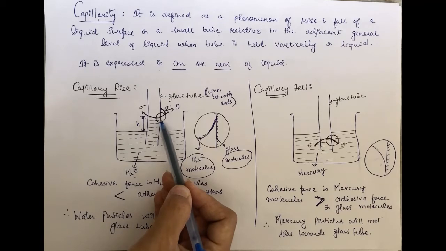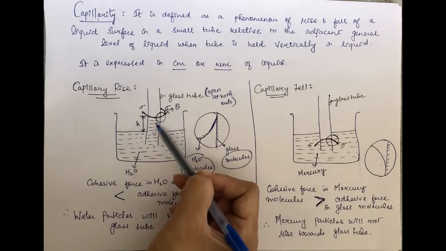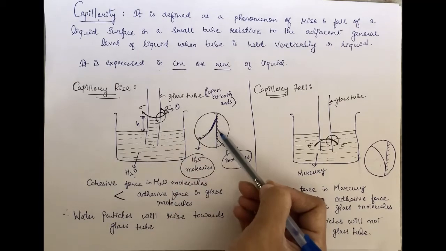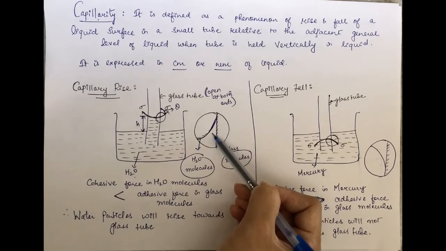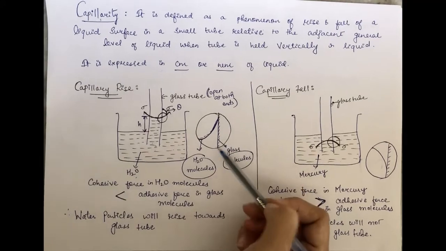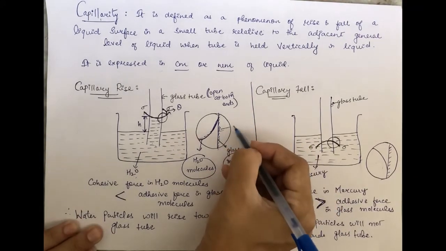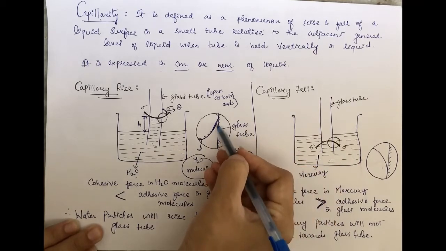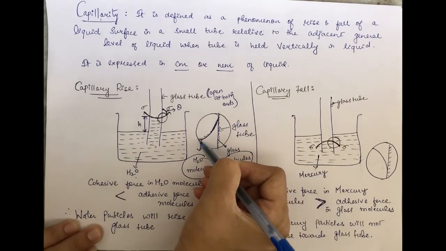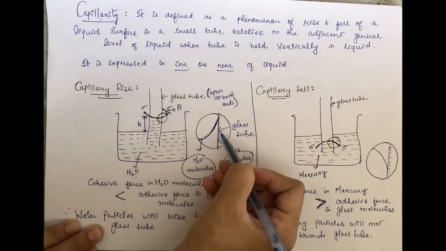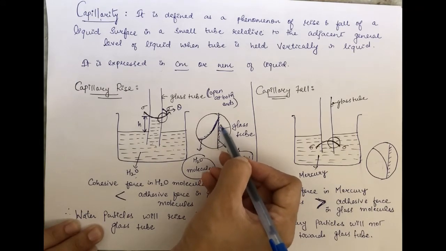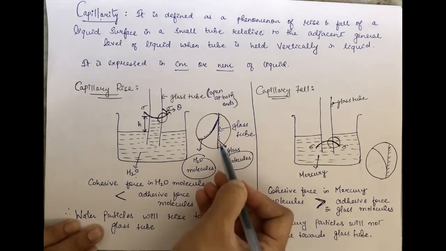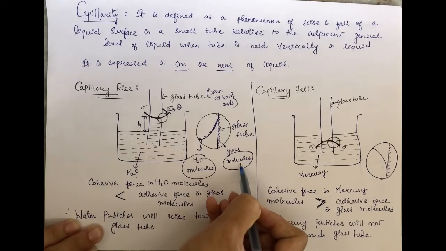Now you can see that a zoomed-in picture has been taken of a certain area where the water and the glass are coming in contact with each other. Here the straight line depicts the face of a glass tube, while the curved shape represents the water. So the water molecules and the glass molecules are coming in contact with each other, labeled as H2O molecules and glass molecules.